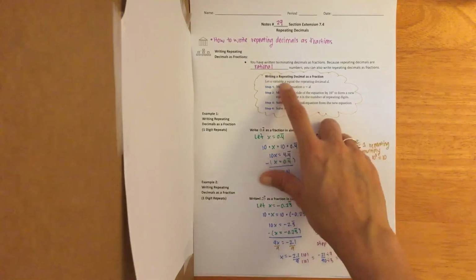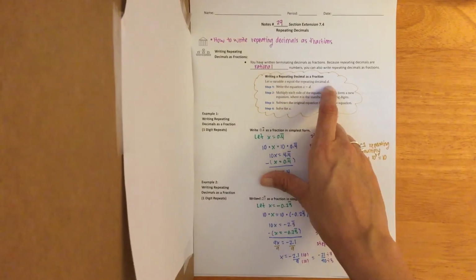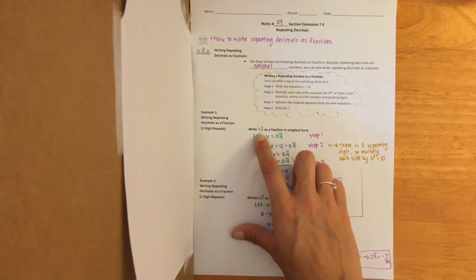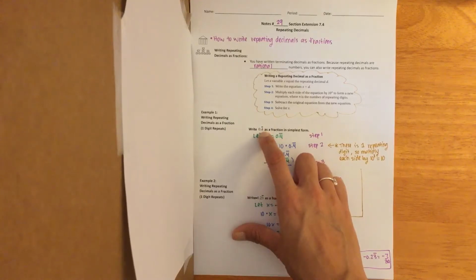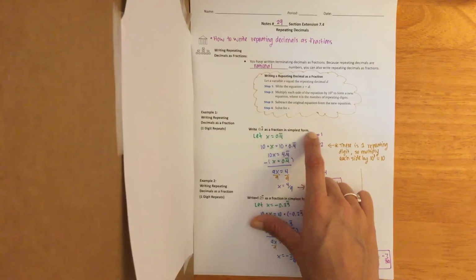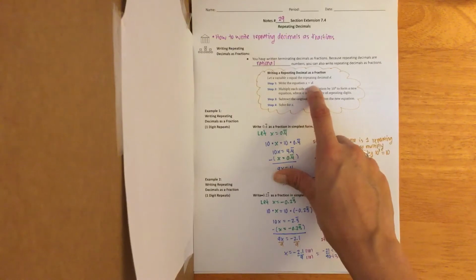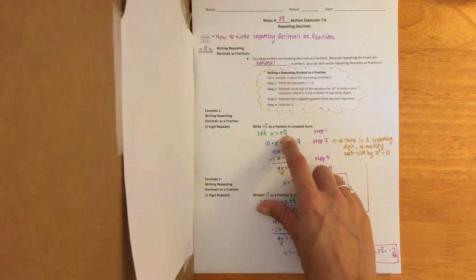First things first, you're going to set up an equation where x represents the repeating decimal, so what we're trying to convert into a fraction. I'm going to show you that with example 1. We're going to write 0.4 repeated, meaning it goes on and on, 0.44444, as a fraction in simplest form. So first step, write the equation x equals whatever the repeating decimal is. So x equals 0.4 repeated.